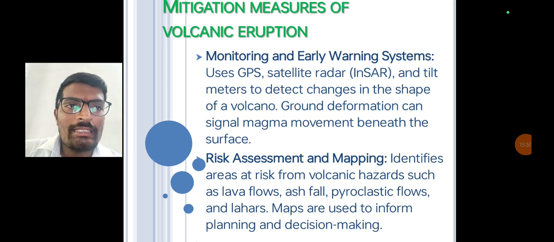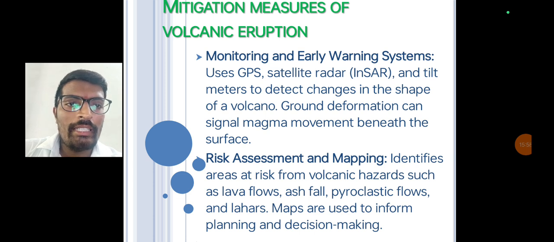By using GPS and satellite radar systems, the monitoring and early warning system helps to issue warnings via television, radio, posters, articles, advertisements, etc. So this helps to reduce the impacts of volcanic eruption.